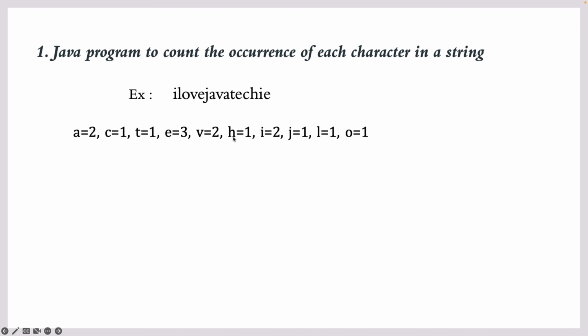So if you observe, in the above given string, A's occurrence is 2 and C's occurrence is 1. And if you check for each character's occurrence, it will give the desired result. Okay, so you need to design this particular program using the Java 8 coding standard. Okay, so let me go to the IntelliJ IDEA.